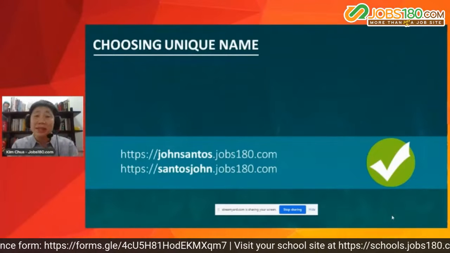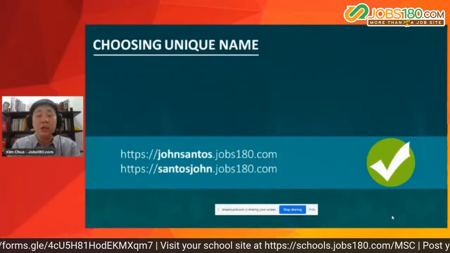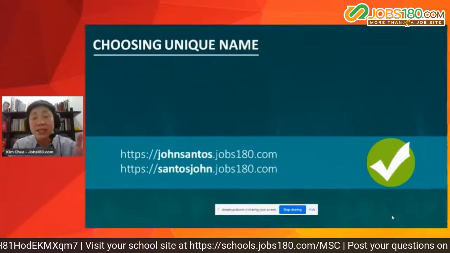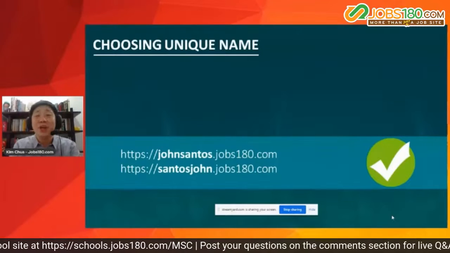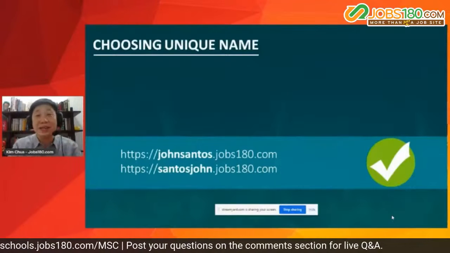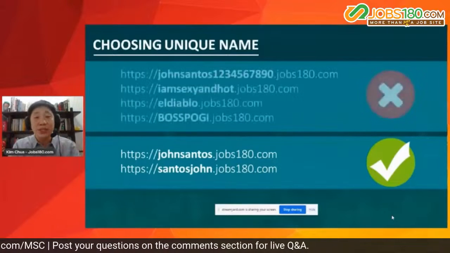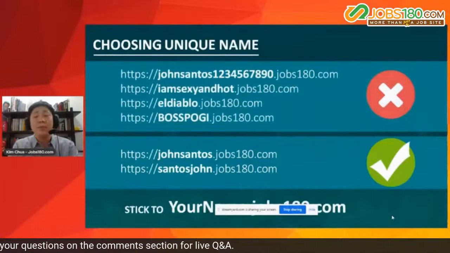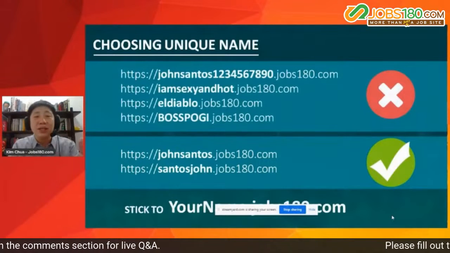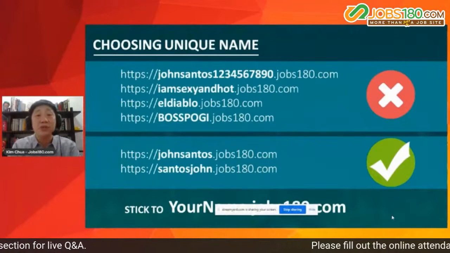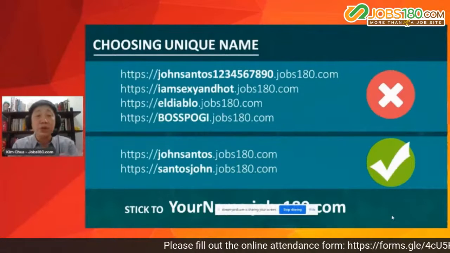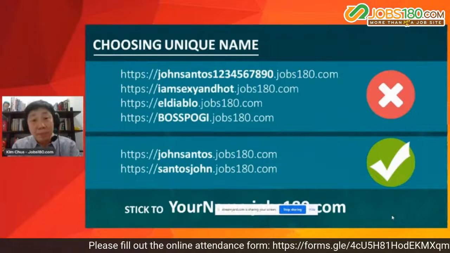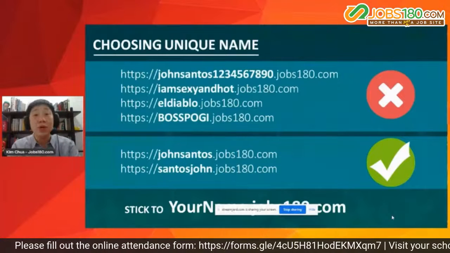You can reverse it. Make it santosjohn.jobs180.com or J Santos or Santos J or JS or SJ. It depends on what you want to do. What's important is that you have no namesake, no one with the same link. Now, when you do this, don't overdo it. Do not create over-creative resume links because it doesn't look professional. Imagine submitting to a company with your resume link that says eljablo.jobs180.com. That doesn't look professional.